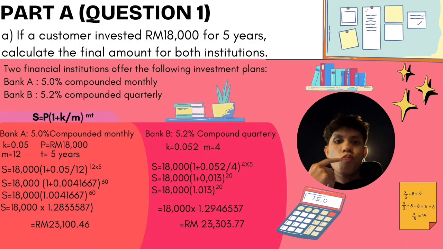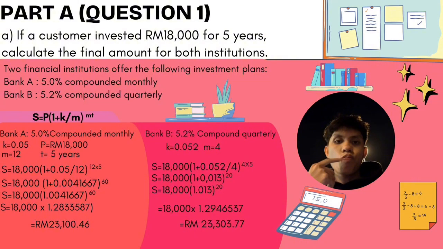Moving to part A, question 1, we are comparing two investment options for a principal of 18,000 ringgit over 5 years. Bank A offers 5.0% compounded monthly. Using the compound interest formula, we divide the 0.05 rate by 12 and raise the expression to the power of 60 periods. This gives a final amount of 23,100 ringgit and 46 cents.